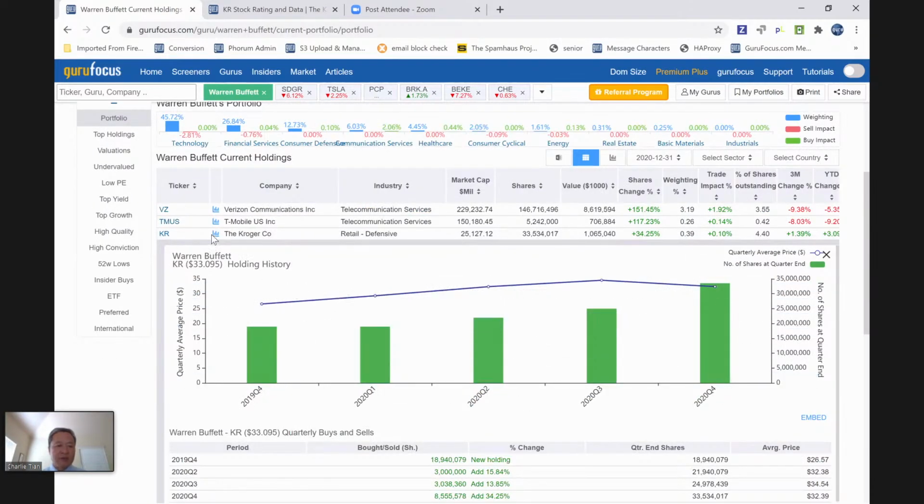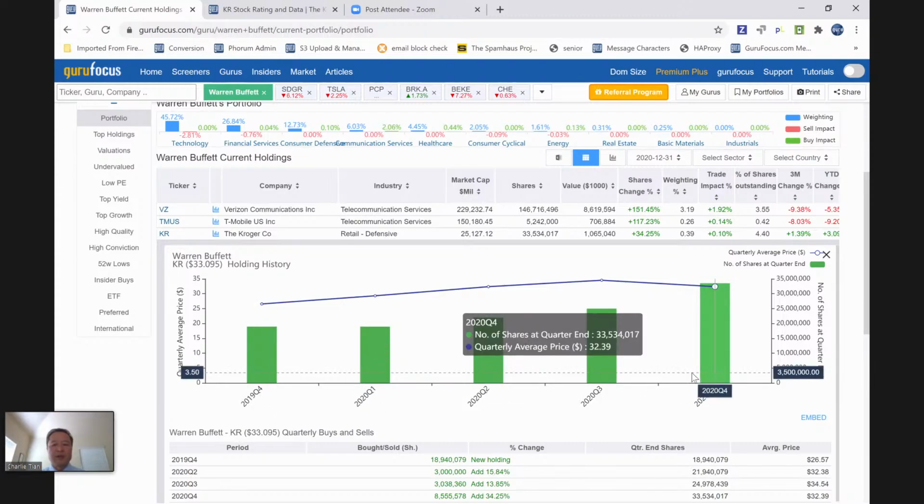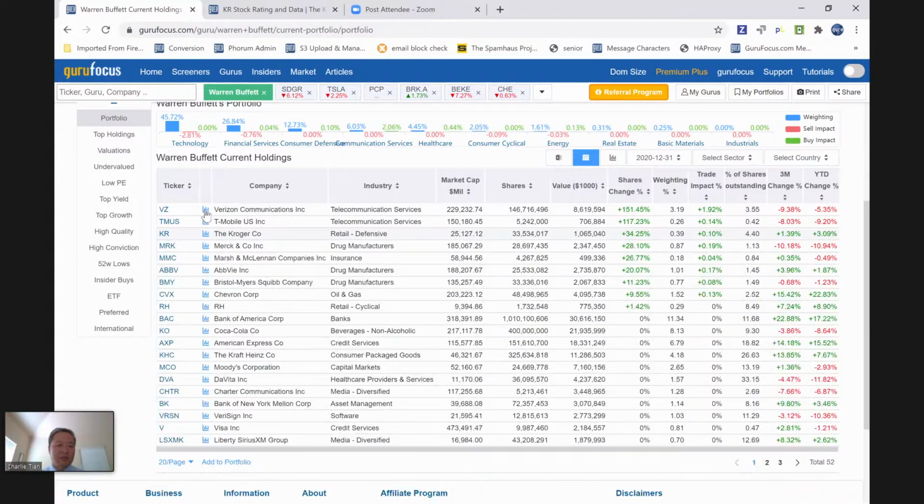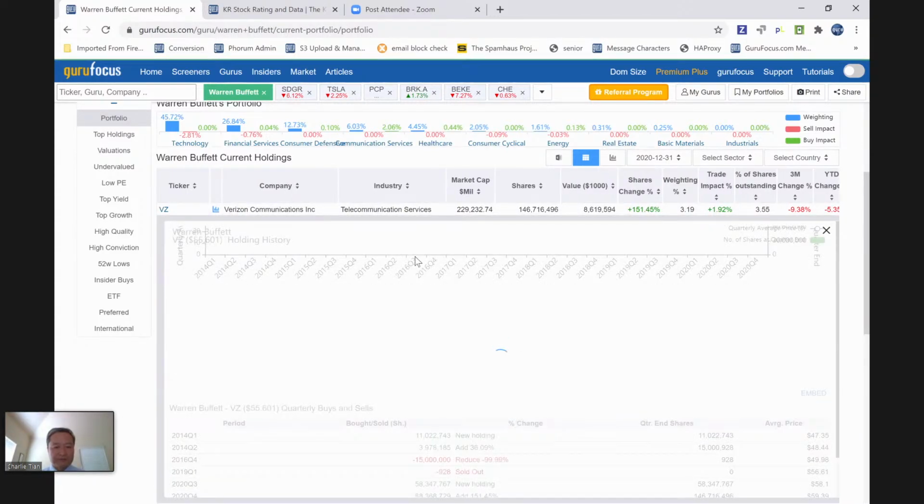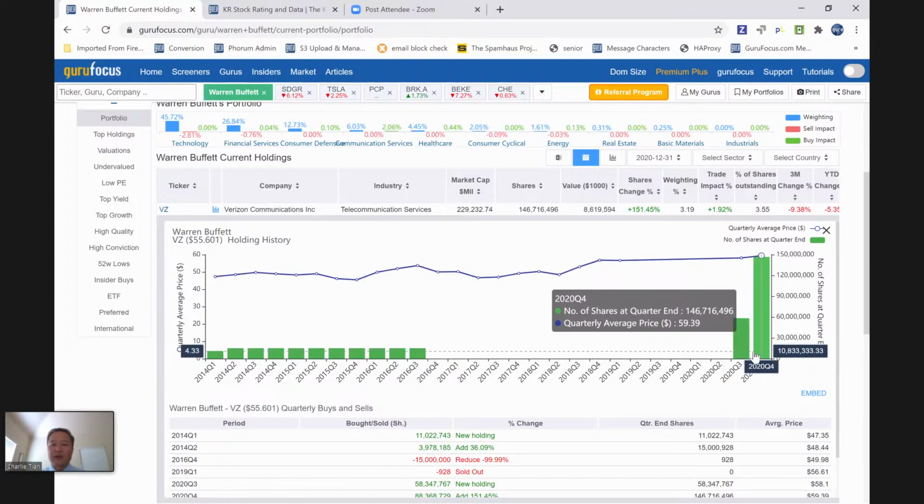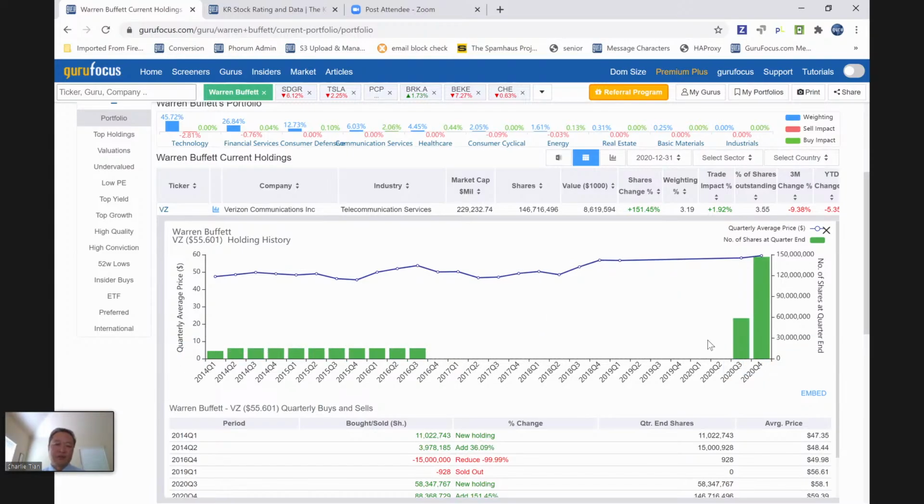For instance, I click on Kroger here. You can see when Warren Buffett started to buy Kroger. He started in Q4 of 2019. He continued to add to the position, and now in 2020, he's still adding to the position. And let's look at the Verizon position. He started buying it in the third quarter of 2020, and he added a lot during the fourth quarter. It's very likely he will add more.